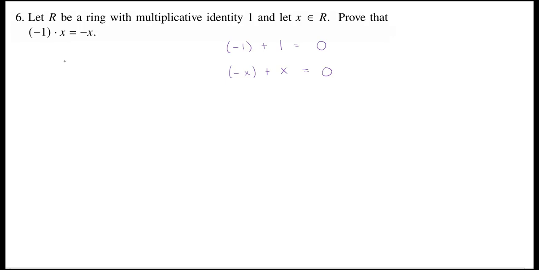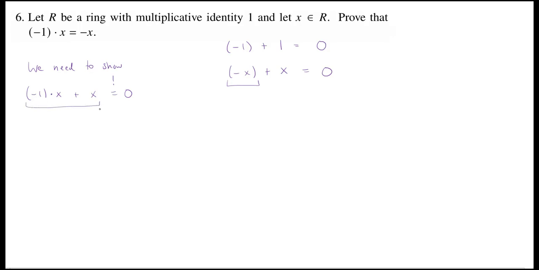So if we want to prove that the additive inverse of 1 times x is equal to the additive inverse of x, then we need to show that the additive inverse of 1 times x plus x is equal to 0. Because this is how this element is defined. It is the unique element that when you add it to x, you get 0. So if we want something to equal -x, it has to have this exact same property. So that's what we want to prove.